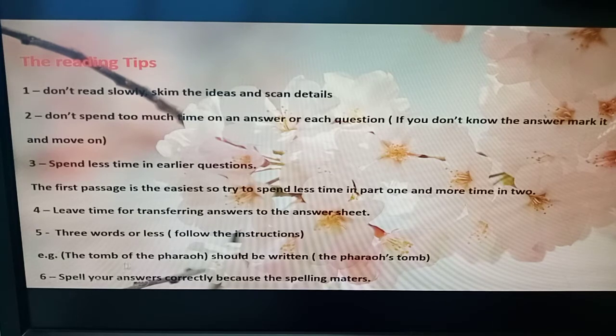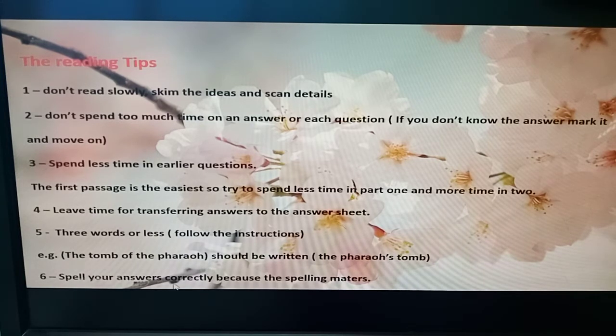Then suppose that this should be an answer for one of the questions, and the instruction says to write no more than 3 words. So how can you write these 5 words in that space? It should be written the pharaoh's tomb. And we know pharaoh means the king of Egypt. We know the historical king of Egypt is pharaoh, and his tomb.